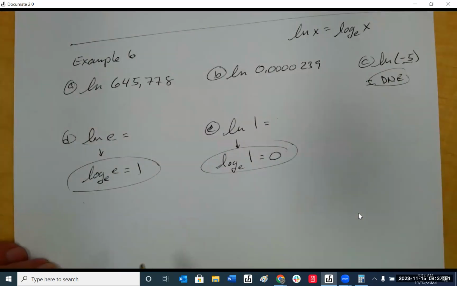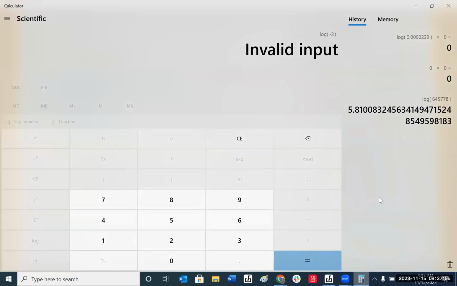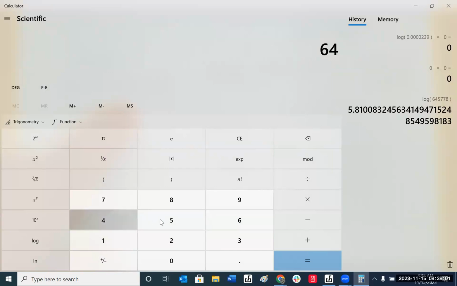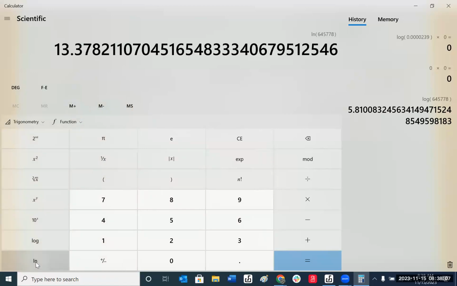The last 2 are going to be numbers, so we go to our calculator. So let's do the first one. So we have 645,778, and we take the ln, which is right here. 13.378.